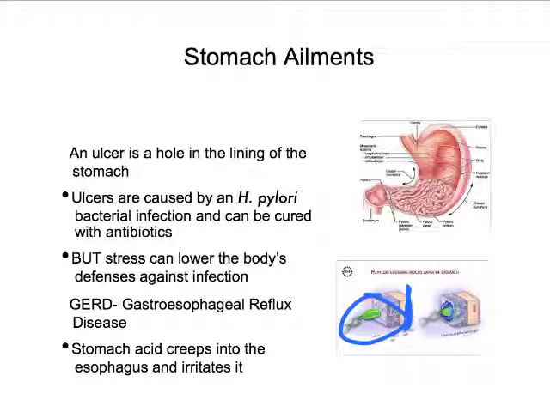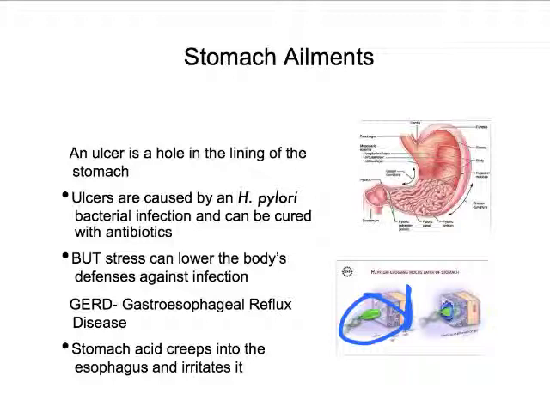Now, a lot of people think that ulcers are caused by stress, not directly caused by stress, but stress can lower the body's defense mechanisms so that H. pylori isn't defended against as well. And so we're more prone to infection and more prone to getting ulcers if you're under a lot of stress.